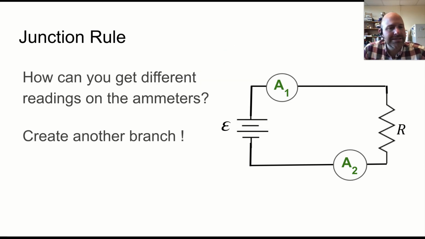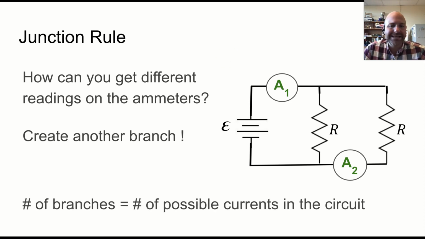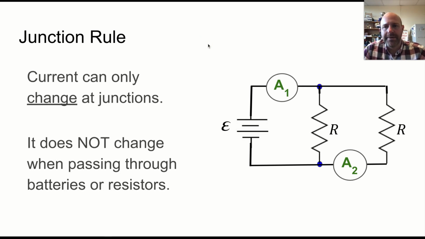And so how can you get different currents? Well, for that you need another branch. Here we now have A1, which is measuring the current coming out of the battery, and A2, which is measuring the current coming through that resistor over on the right. But then there's another resistor, another path for current to flow. So the number of branches is the number of possible currents. You can have an arbitrarily large number of branches, and you could have an arbitrarily large number of currents in your circuit. Current can only change at junctions, because that's where, if you imagine water or traffic flowing into and out of an intersection, you could change paths. It does not change when passing through batteries or resistors. Again, 1 coulomb in, 1 coulomb out.